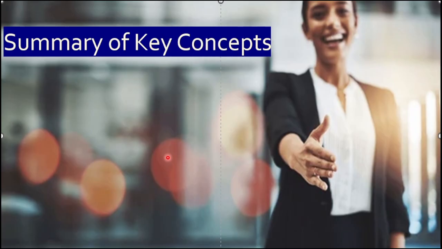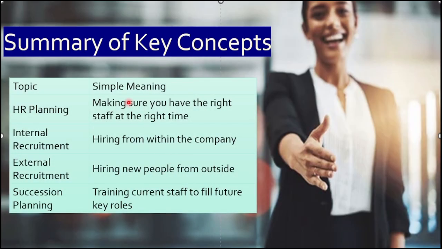Let's conclude this chapter. We have talked about HR planning, internal recruitment, external recruitment and succession planning. In HR planning, we discussed making sure you have the right staff at the right time. Internal recruitment is hiring from within the company. External means simply outside the company. Succession planning means training current staff to fill future key roles.